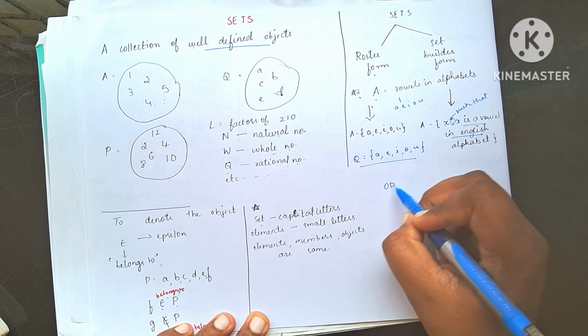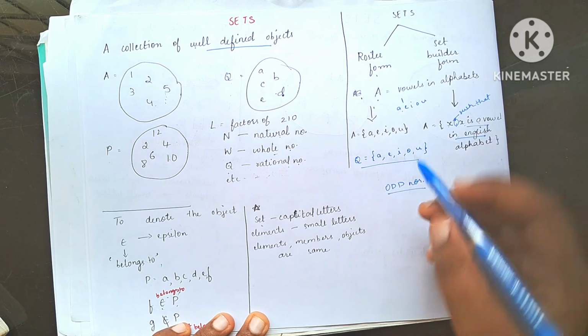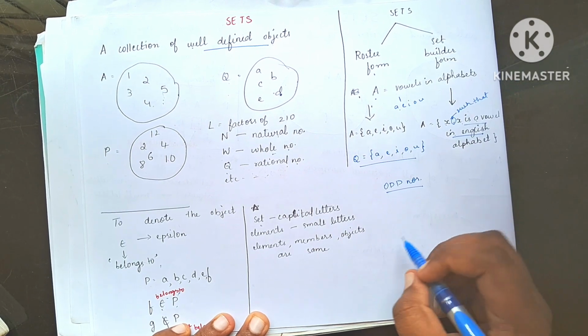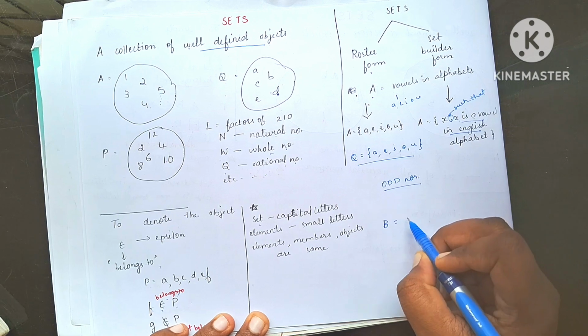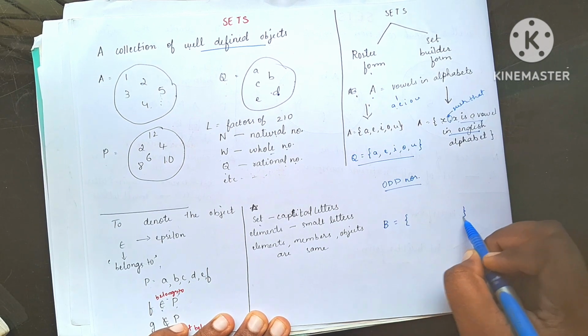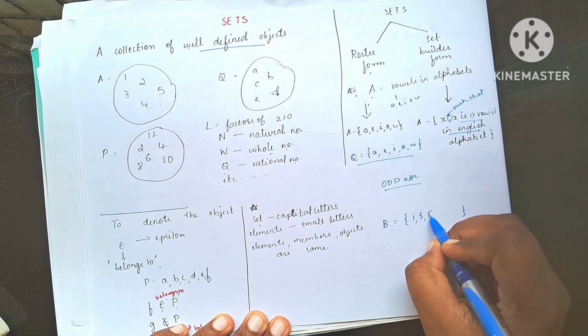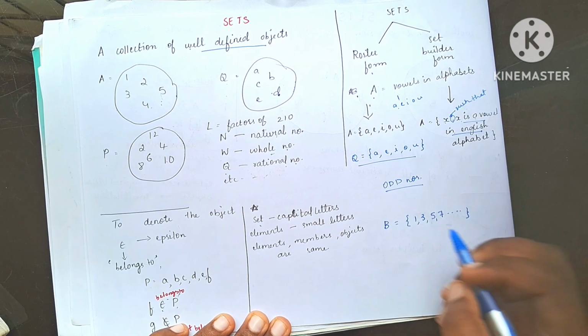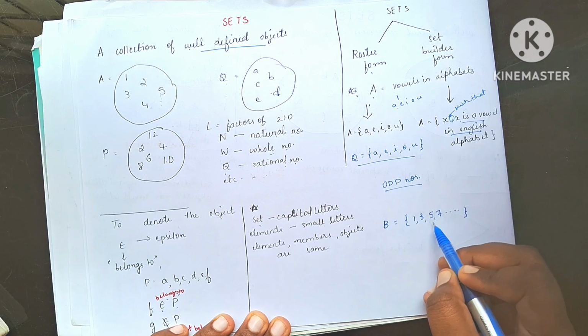For example, take all the odd numbers. I could represent all the odd numbers in roster form like this. I'll take the set name as maybe B. And I can just first enclose in flower brackets, then which are the odd numbers? 1, 3, 5, 7 and so on. So remember, you have to enclose them in flower brackets and put commas in between all the elements.